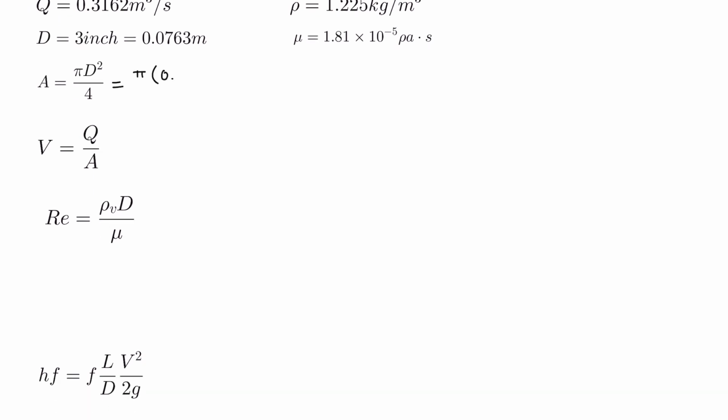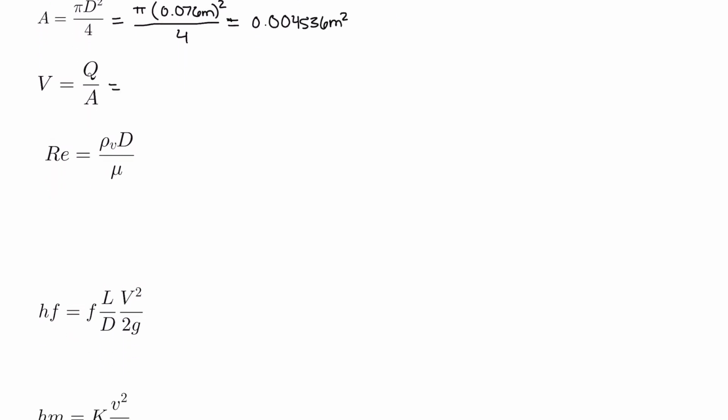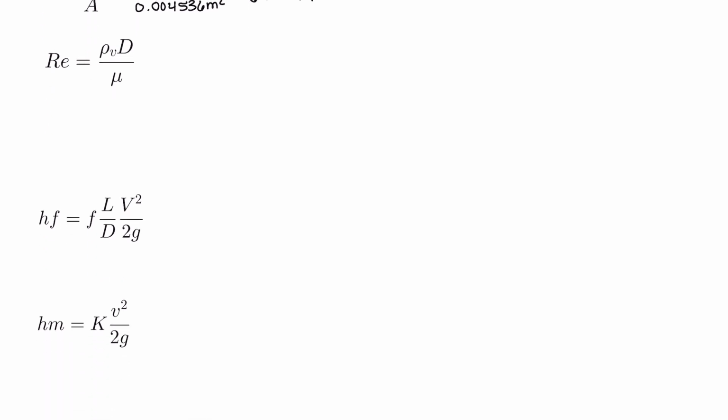The area is going to be pi times the diameter squared all over 4. In this circumstance, the area is going to be 0.004536 meters squared. Next, we're going to calculate the velocity using flow rate and area. In this circumstance, the velocity equals 69.7019 meters per second.